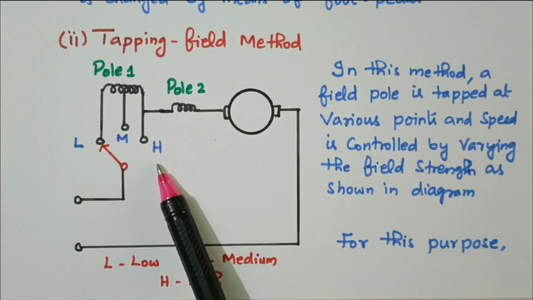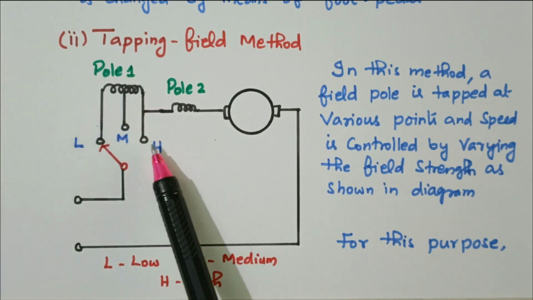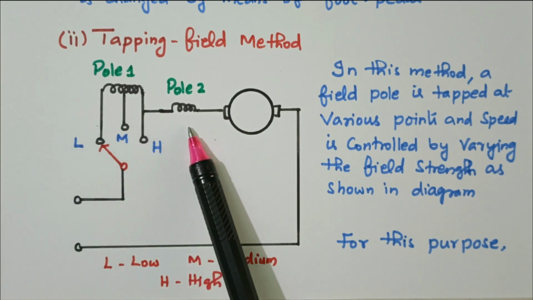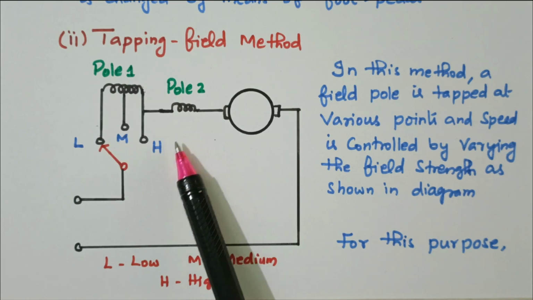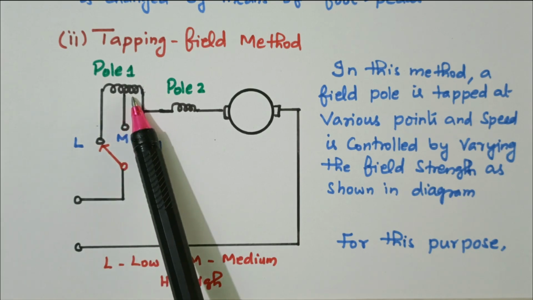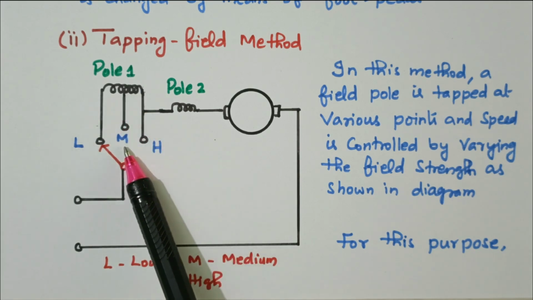When it is connected in high, this field is not connected. Only pole 2 is connected. So with only pole 2, the flux produced decreases. So the speed will increase. So that is high. In between, it is connected means around 50% is connected. So we'll get the medium speed.